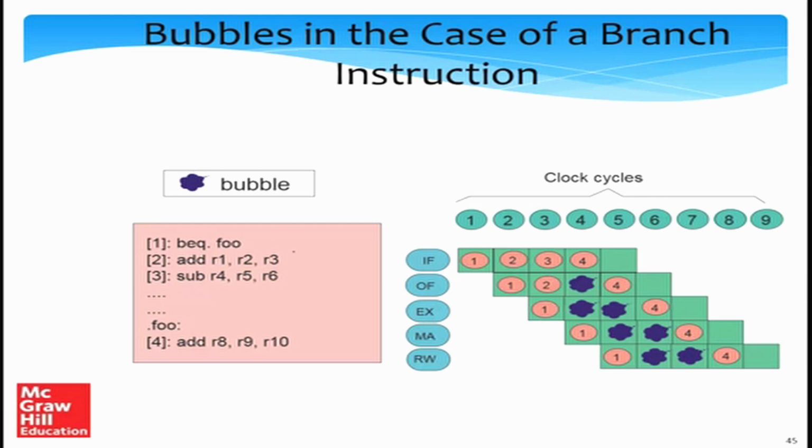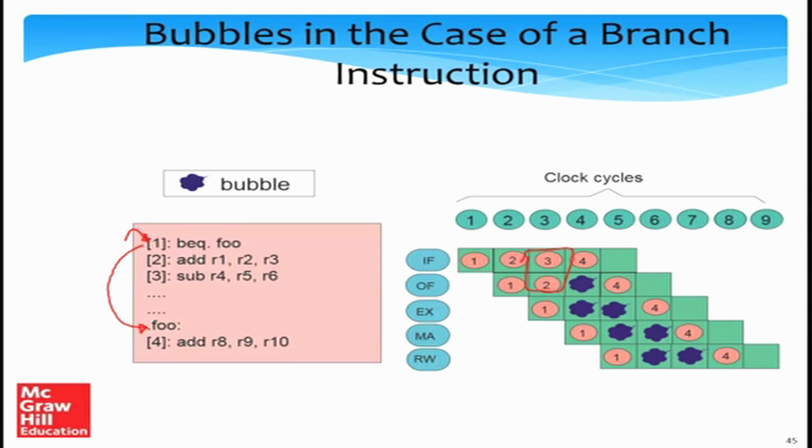So now let's take a look at bubbles in the case of a branch instruction. In the case of a branch instruction, when delayed branches are not there, the way that things work is as follows. Let's assume that we have a conditional branch instruction beq .foo, where if the condition is correct, then we directly branch to the instruction at .foo. So we have two instructions after the branch instruction. What happens is that once we fetch the first instruction, which is the branch, till it reaches the EX stage, we are really not sure about the direction of the branch. Once it reaches the EX stage, we have already fetched instructions 2 and 3 by this time.